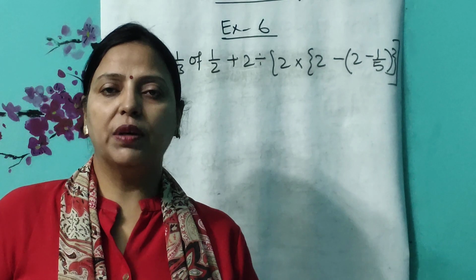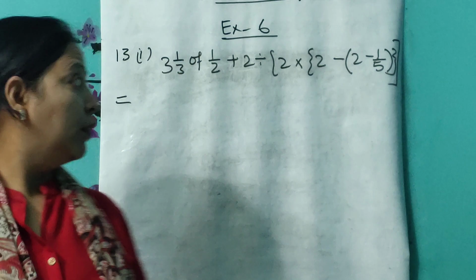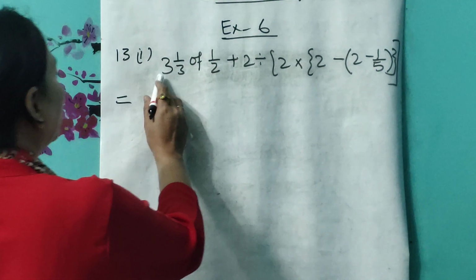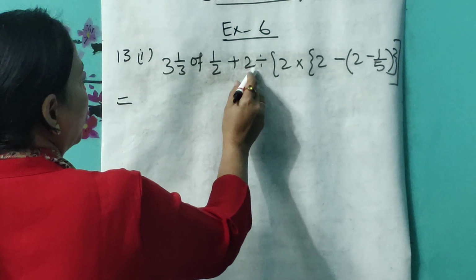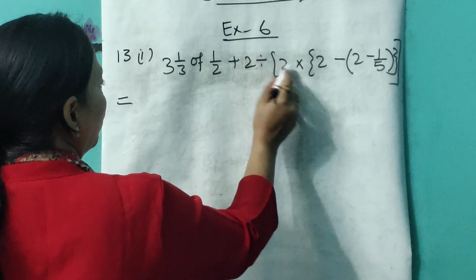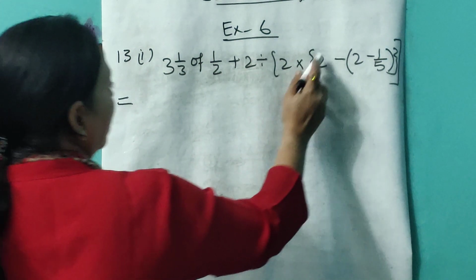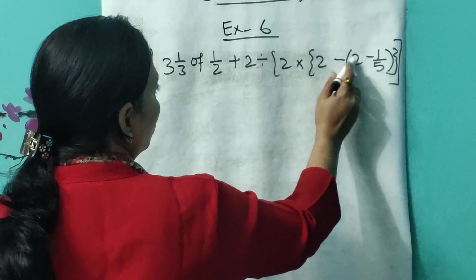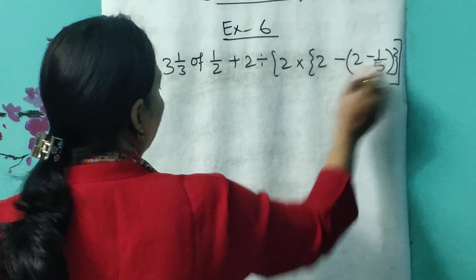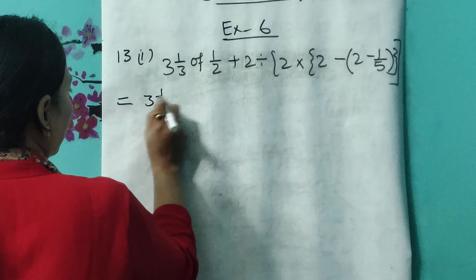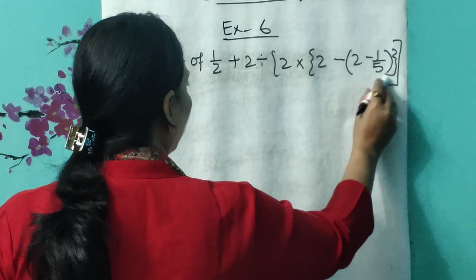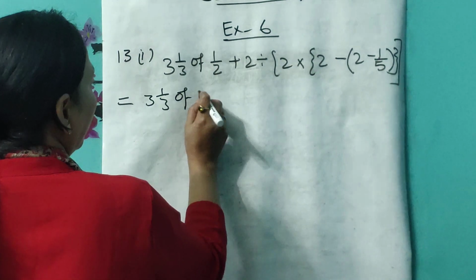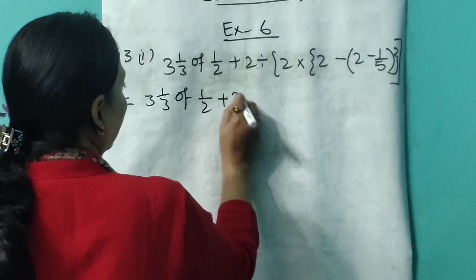Next is question number 13, first one. Here is the question. 3 whole 1 by 3 of 1 by 2 plus 2 divided by 2 in square bracket into curly bracket 2 minus 1 by 5. So first what we will solve, the rest all the things we will copy as it is, and first we will solve this small bracket and the other thing we will copy as it is.